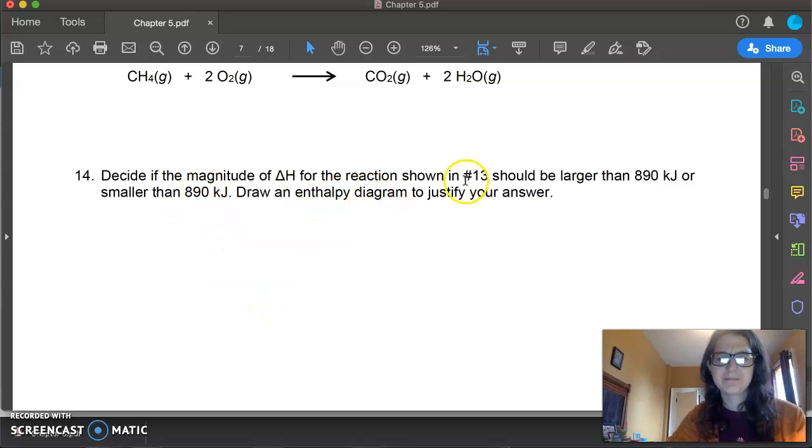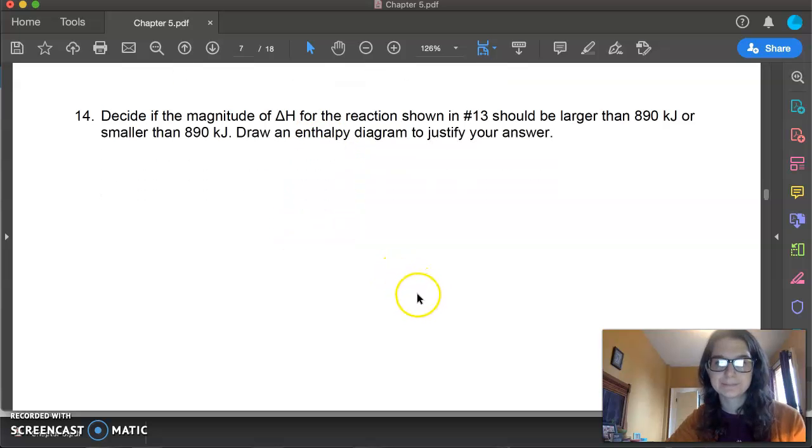So our enthalpy diagram, you can request to see this if you want me to do it on the whiteboard. But basically we're going to have our reactants CH4 and O2 up here, products CO2 and H2O liquid down here. Since H2O gas has more energy, in the enthalpy diagram it would be up between the two, which is why our delta H would be less.